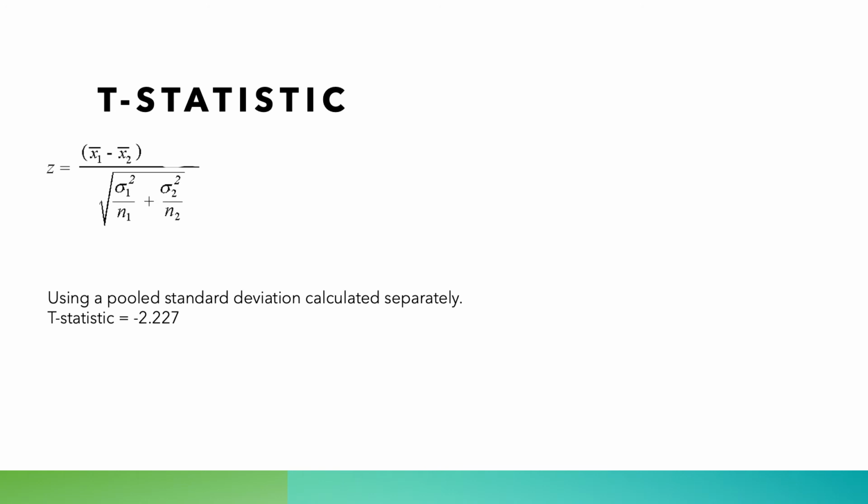We're going to need to get a t statistic to do our test. We've got the formula here. This formula is commonly used. However, for our test specifically, instead of putting the standard deviations in the numerators under the radical, we used a pooled standard deviation because, as stated previously, the two populations had different standard deviations. Our t statistic was negative 2.227.